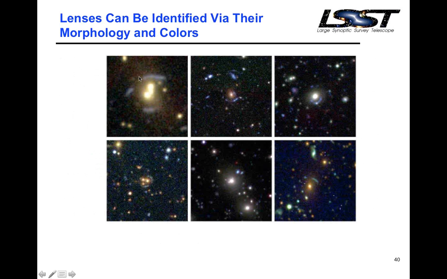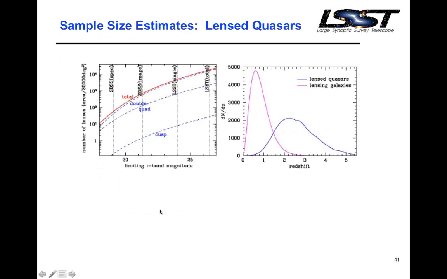So these are what strong lenses will look like. You can see the multiple images. You can pick them out on the basis of their colors in relation to the lensing galaxy itself and also the morphology. This next slide tells you what sort of the numbers are.